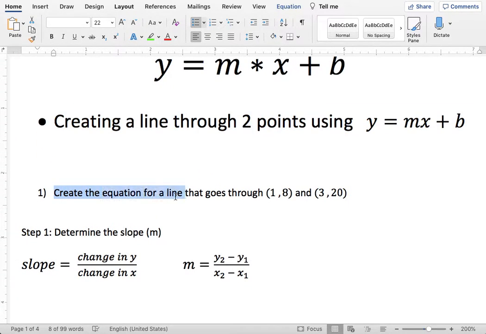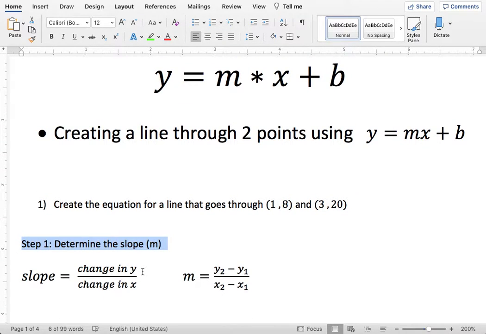Let's say you're asked to create an equation for a line that goes through these 2 points right here, (1, 8) and (3, 20). First thing I'm going to do is determine the slope, which is what that letter m stands for. So slope in general is equal to how much the y changes divided by how much the x changes. If I wanted to put algebra symbols in there, your slope m is equal to, if you're looking for the change in something, you're looking at something minus something. Since we're talking about the change in y, you're having one of the y's minus the other y. At the bottom here, since we're talking about change in x, you're having one of the x's minus the other x.